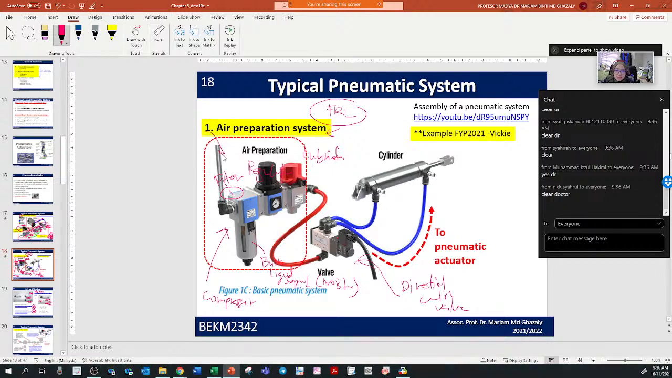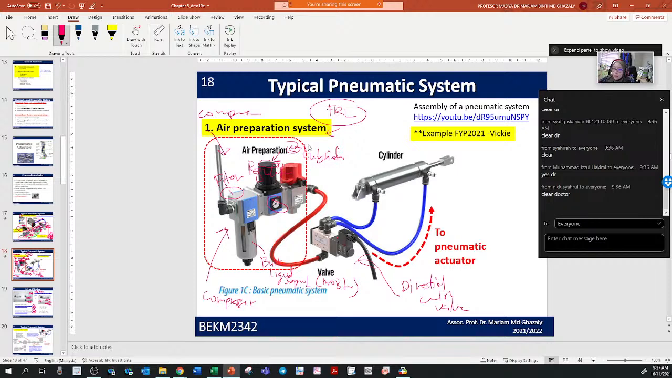So basically, if you look at this diagram, this is air from the compressor, air going in. It's going to go into the filter. The filter basically filters out the dust and so on. And then next it goes to the regulator. The regulator is going to regulate the pressure at what value. We see that there's a reading here, the regulator display, and a knob on top. This knob can be turned clockwise or anti-clockwise to adjust the pressure.